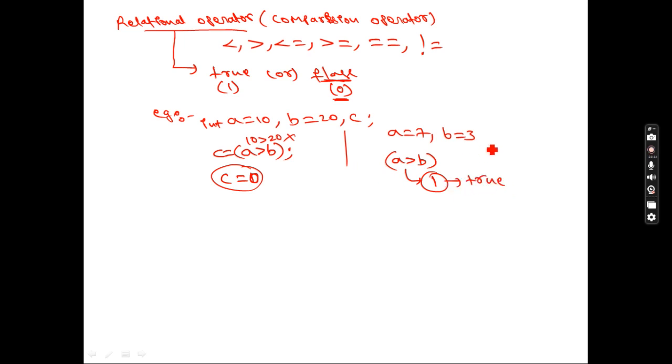So if the same thing, if I'm taking c here, if you store it in c and print the value of c, you'll get the answer 1. So if you get 1, it means what? True. If you get 0, it means false. So this is called relational operators.